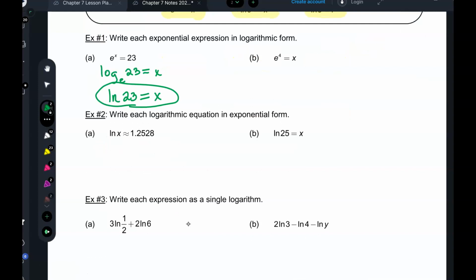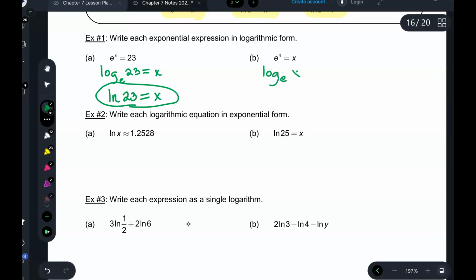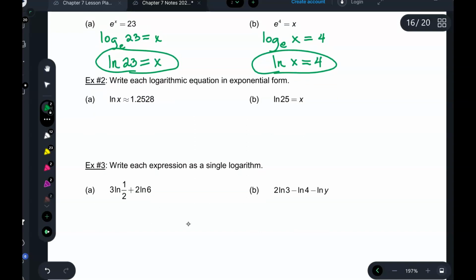So let's look at the next one. E to the 4th power equals x. What would that look like? Log base e of x, and then we're going to replace log base e with natural log of x equals 4. Now on the homework, if you want to go right from what you were given to natural log, that's fine. Okay, so if you see, oh, it's an e, that means I'm going to have a natural log. Anytime you see e, we're going to think that's a natural log. Anytime we see ln, we're going to think there's a little invisible e there.